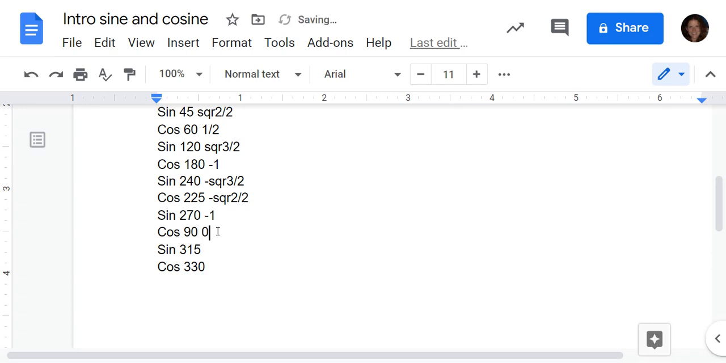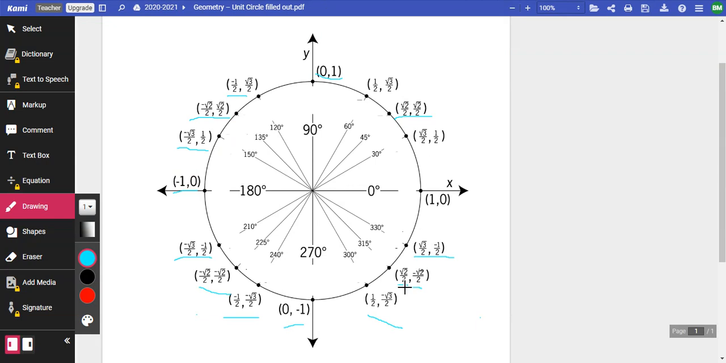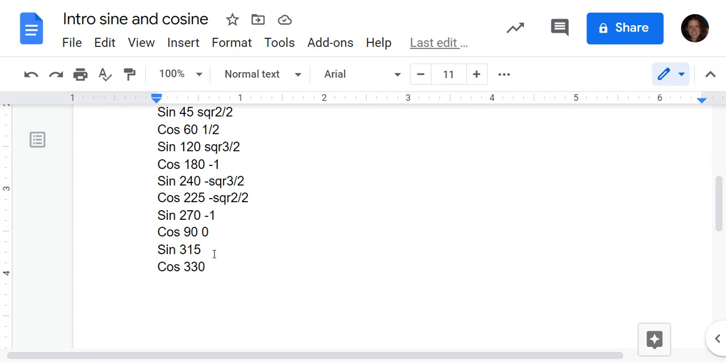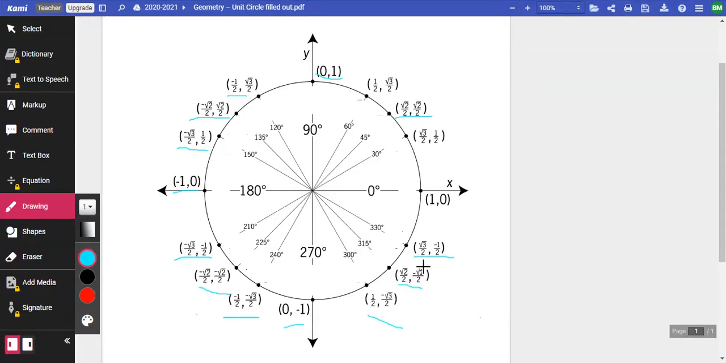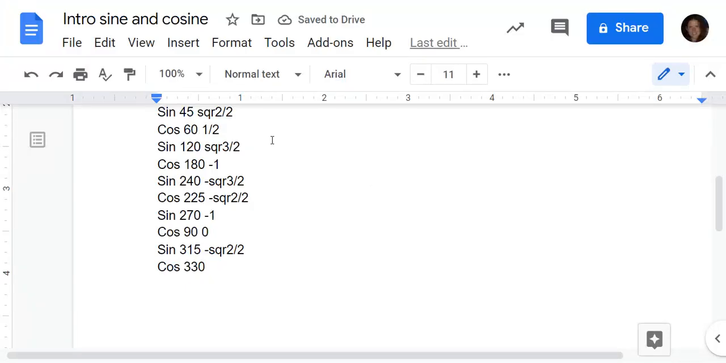Two more. The y value at 315 degrees. The y value is negative square root 2 over 2. Cosine of 330. So that's the x value at 330 degrees. The x value is square root 3 over 2. Again, cosine is the x value, sine is the y value. You just have to look at the paper.